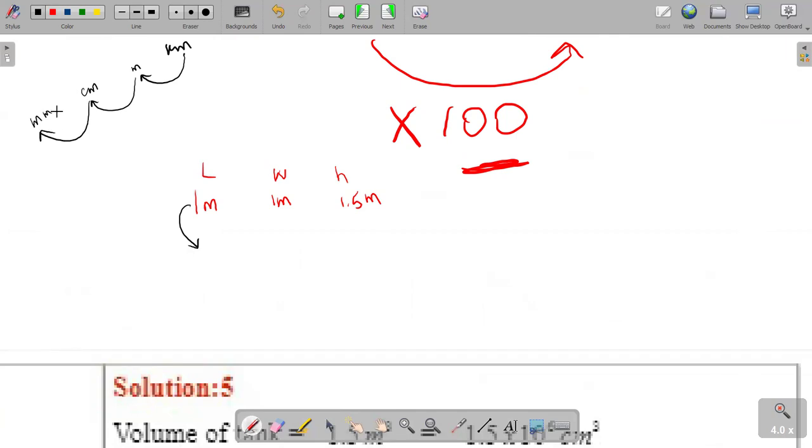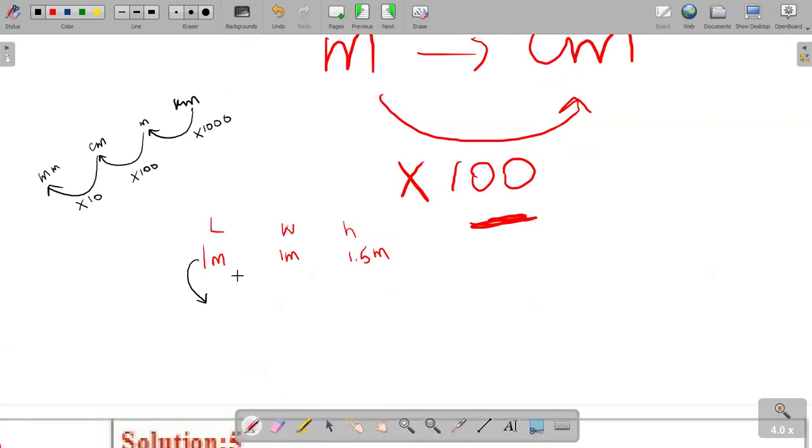From kilometers to meters is times 1,000. From meters to centimeters is times 100. From centimeters to millimeters is times 10. Please copy this down if you don't have it. And the opposite direction is division: divide by 10, divide by 100, divide by 1,000. All right, y'all ready? So we work it out the better way, the easier way. I just have to multiply this by 100. You still writing?